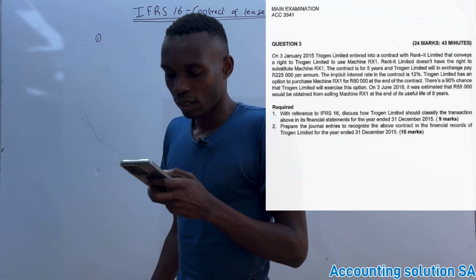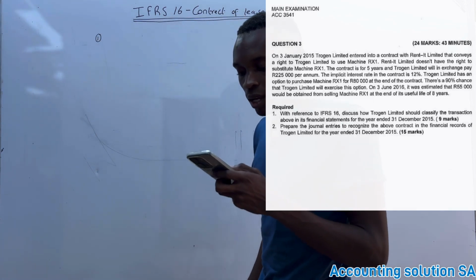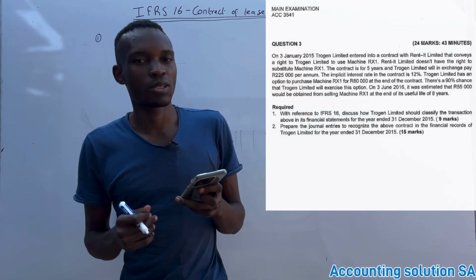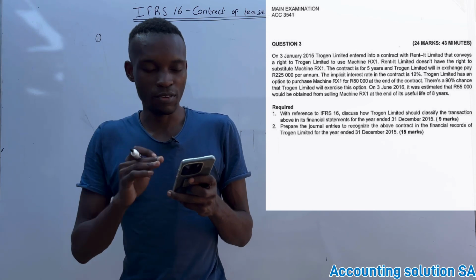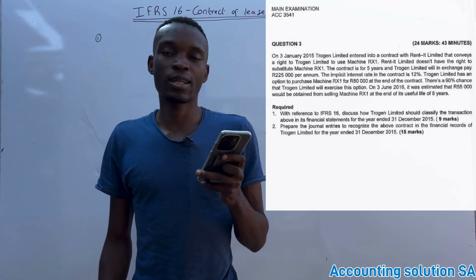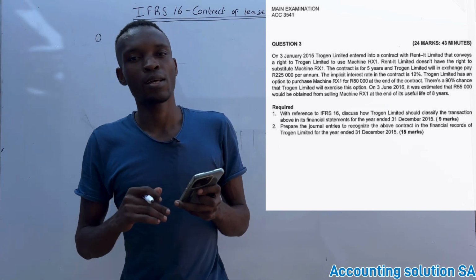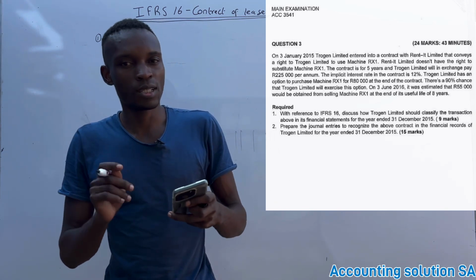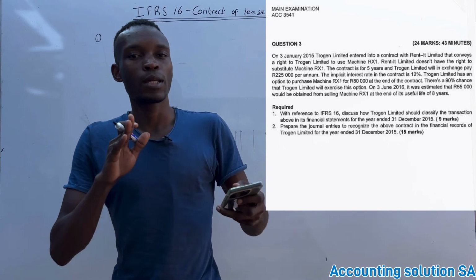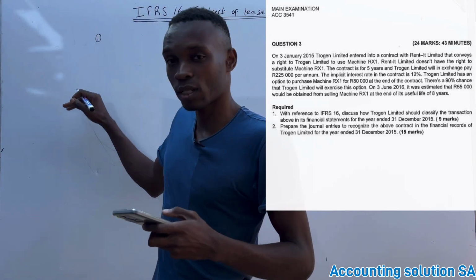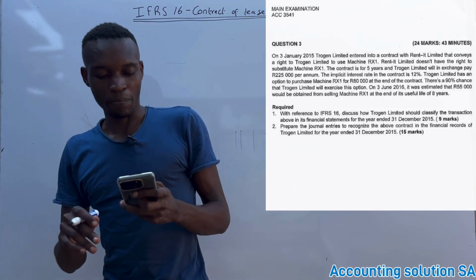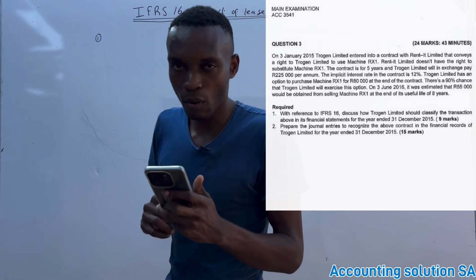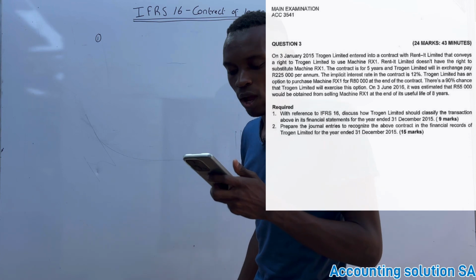Okay, then we also have 80,000. They say that we have an option to purchase this machine for 80,000 at the end of this contract of 5 years. And they also say there's a 90% chance. If the chance is more than 50% or less than 50%, it's going to determine the calculation that you are going to do. However, we are going to do that part when we do number 2, the calculation. Number 1, let's first discuss how we are going to account for that.